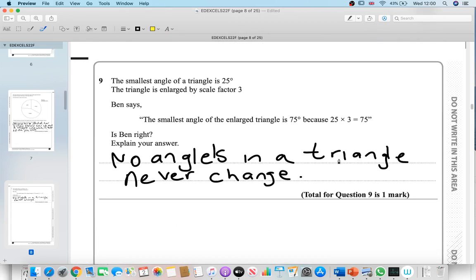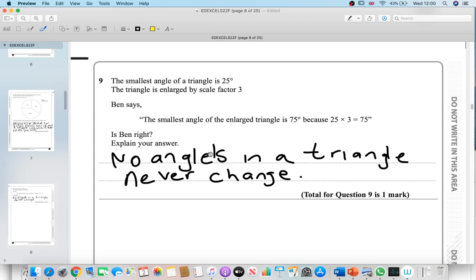Right, guys, question number 9. The smallest angle of a triangle is 25 degrees. The triangle is enlarged by a scale factor of 3. Ben says the smallest angle of the enlarged triangle is 75 degrees because 25 times 3 is 75. Is Ben right? Explain your answer.